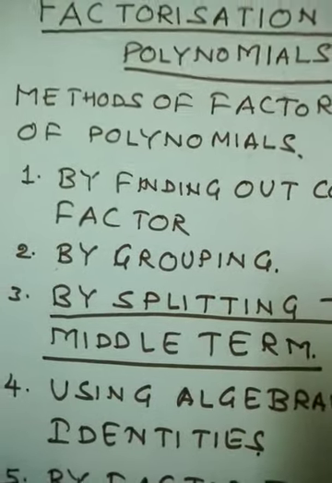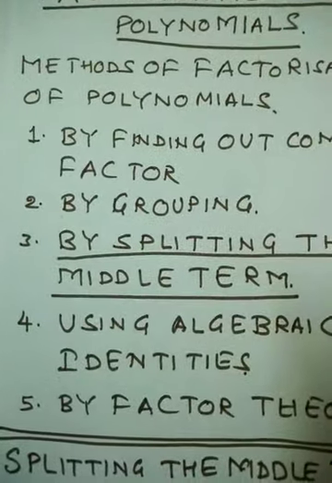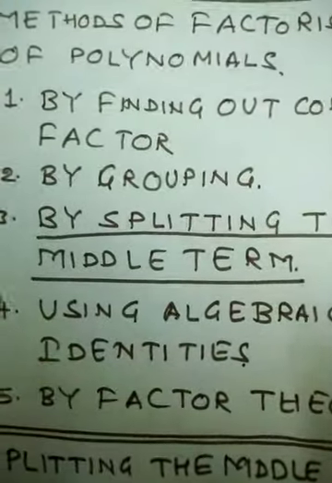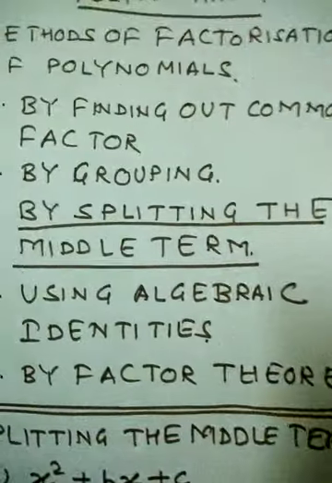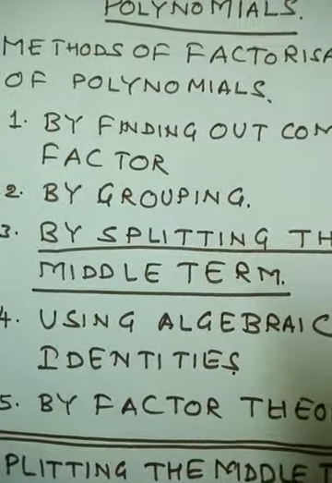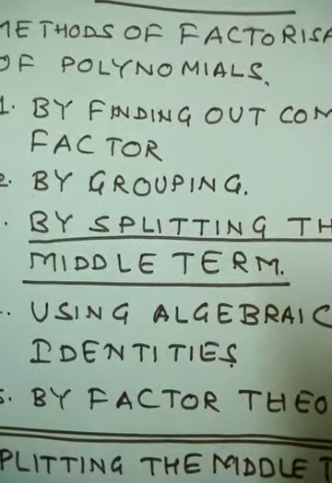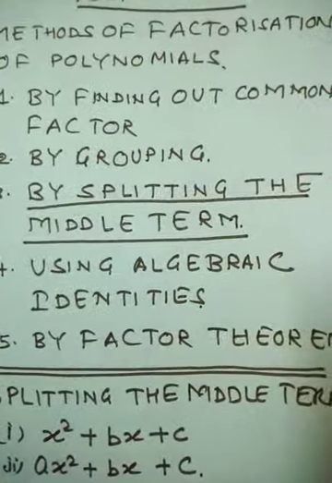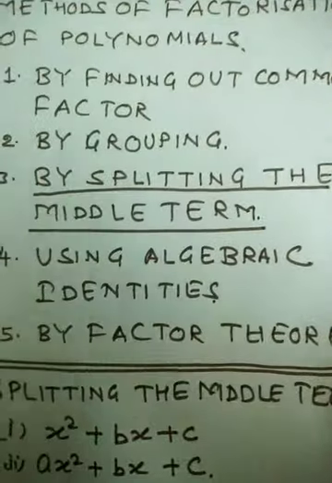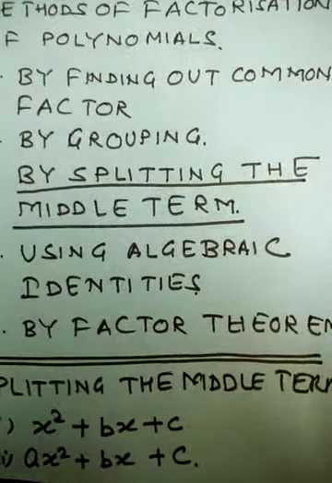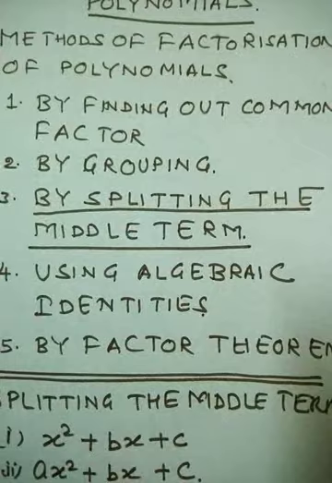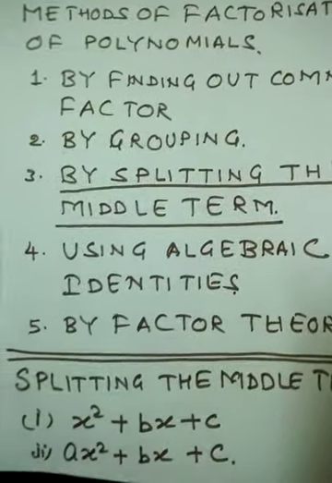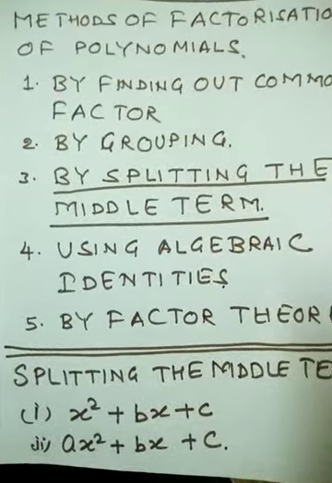Okay, now the next one is using algebraic identities. You used 4 or 5 algebraic identities to factorize polynomials in class 8, and now some more identities are added. And the next one is by the factor theorem. The factor theorem you have read in class 9 in the chapter on polynomials, and we use the same factor theorem to factorize polynomials. But today we'll start with splitting the middle term.